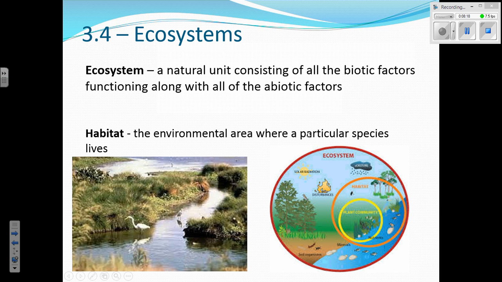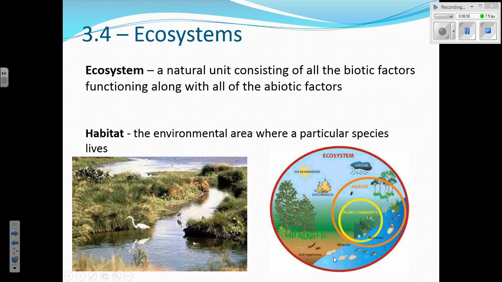So that brings us to section 3.4, ecosystems. An ecosystem is a natural unit consisting of all biotic factors functioning along with all of the abiotic factors. So an ecosystem not only takes into account the biotic factors, but also the abiotic factors. And a habitat is the environmental area where a particular species lives. You'll find habitats within ecosystems. So the ecosystem is the whole here.